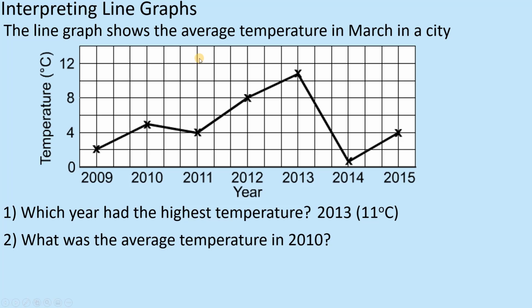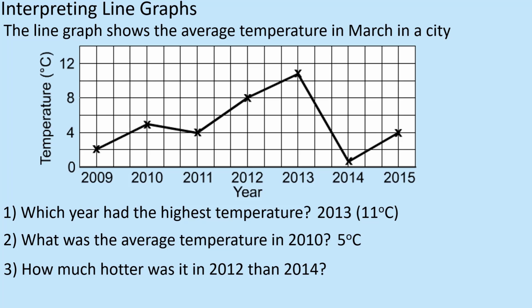So how are we going to work out the average temperature in 2010? Well, the line graph shows the average temperature, so it literally is just a case of reading that one. That's going to be 4, that's going to be 6, so it's got to be 5 degrees. I thought that might trick you out there. It says in the question average temperature, so we don't have to do anything.